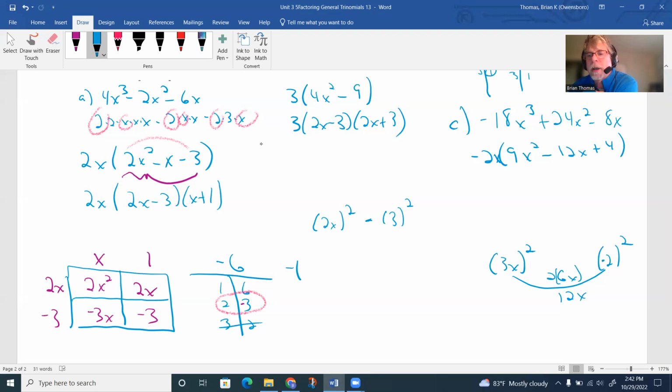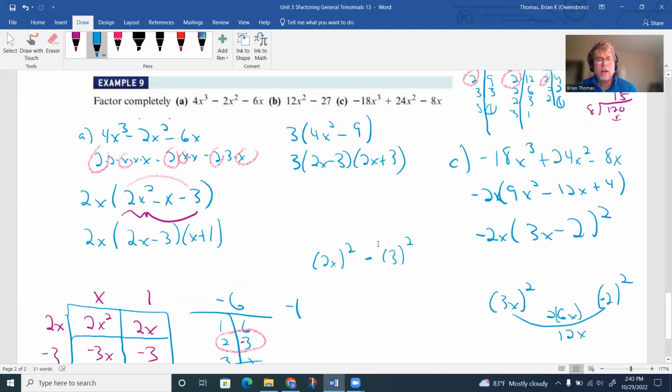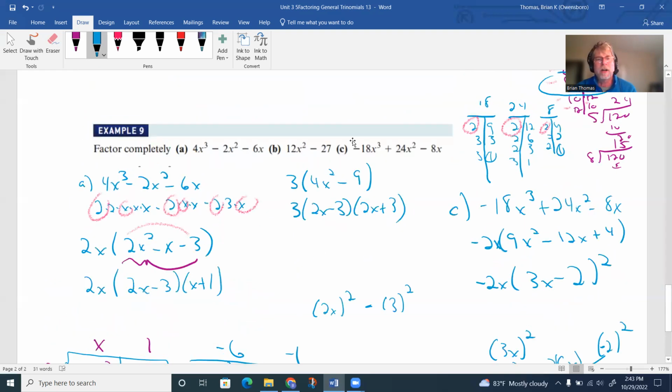So that means this last term actually had to be a negative. So we pick up on that this is factorable. Negative 2x times the quantity 3x minus 2 squared becomes its factorization of that polynomial. So that's what we call factored form. All righty, that takes us to some factoring of some general trinomials with a little extra there.